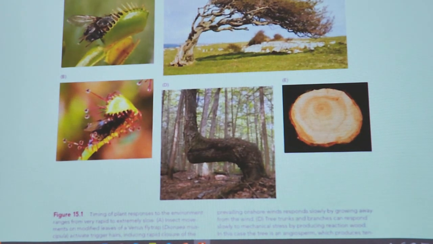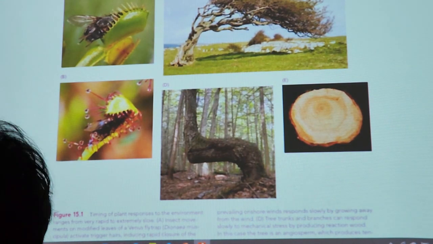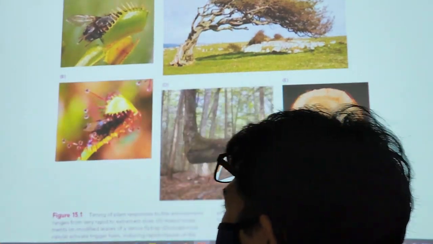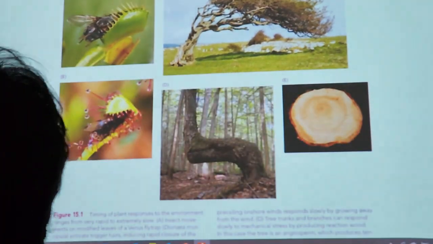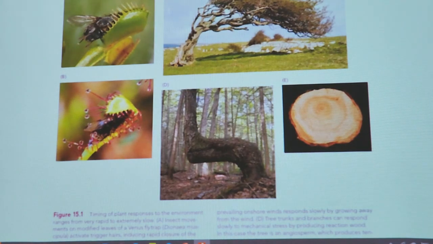So the responses in plants are pretty much like that. There are responses that are happening even faster than you pinching your friend. Like the example here, we have A. Do you know what plant that is?